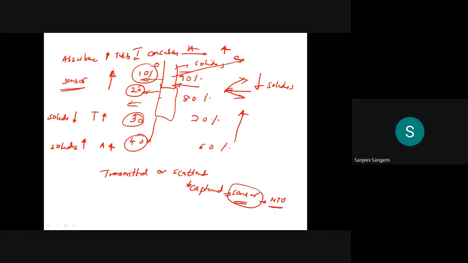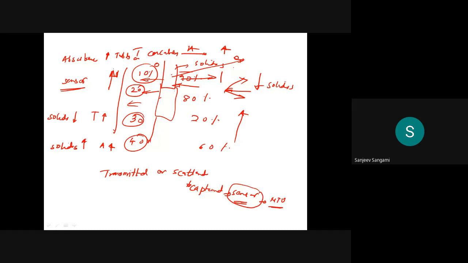Suppose the sensor is on the other side, capturing the transmitted light; based on this value it will give the reading. Suppose the sensor is on either side, and 50% of the light is absorbed and 50% is scattered. If it is based on the absorbance principle, it will give the value. Maybe we'll have the demo when we attend the regular lab classes.